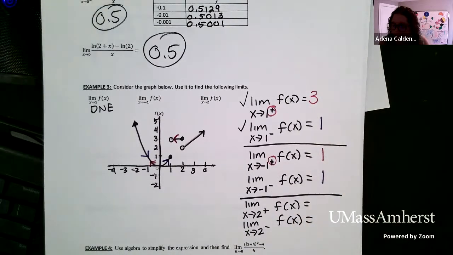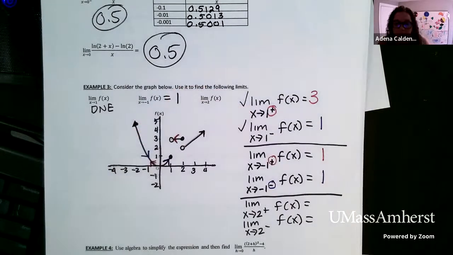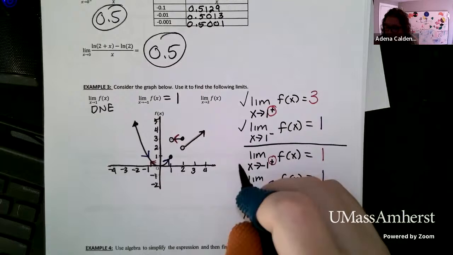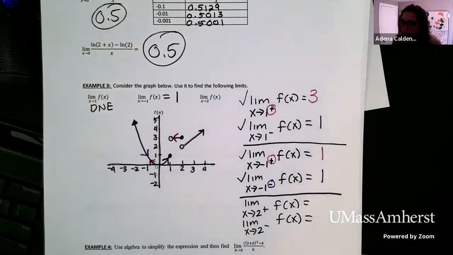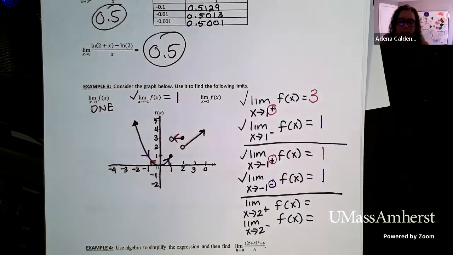So the limit from the left and the limit from the right are the same, which means that the limit as x approaches -1 is 1. It's also that value because they are the same. So in this case, the limit from the right exists and is 1. The limit from the left exists and is 1. And so the general limit as x approaches -1 is also 1.